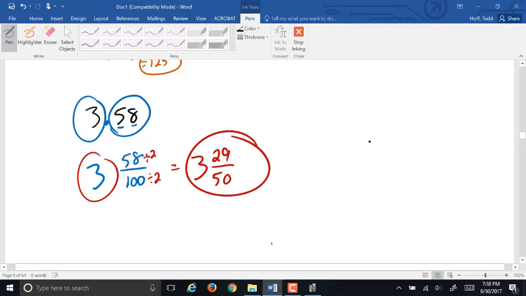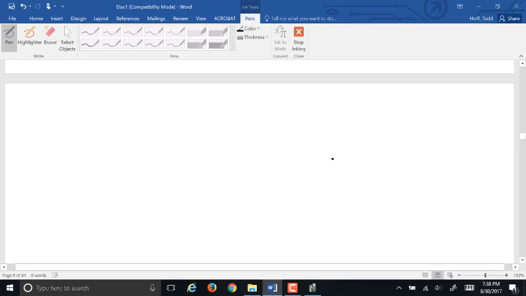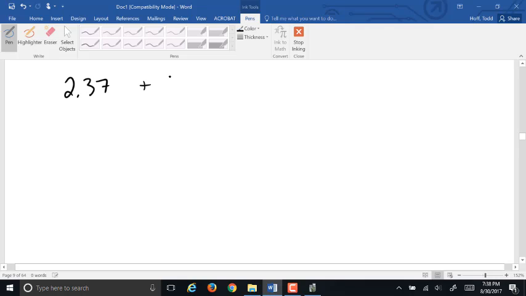Okay. Our operations with our decimals, we're going to fly through a little bit quickly. If I have 2.37 plus 15.8, what have we been taught that we have to do? Line up the decimal points. So 2.37, the decimal point on the bottom number has to be in the same spot. So that's 15.8, like that.